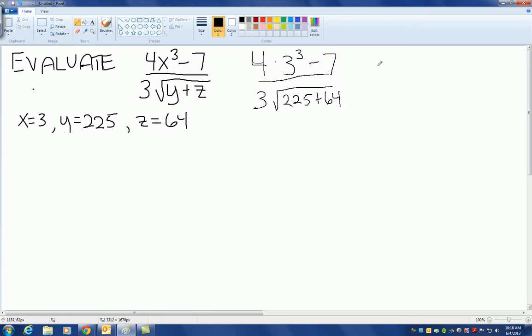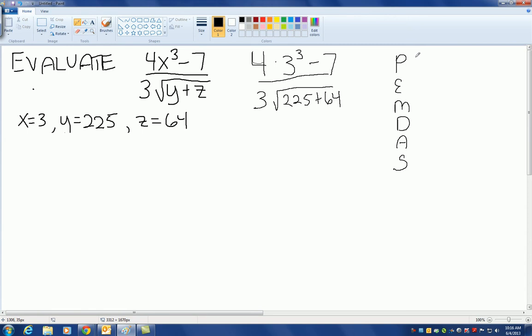All right, and then in order to do what's next, we have to remember our order of operations. And the mnemonic for remembering our order of operations is PEMDAS. Please excuse my dear Aunt Sally.